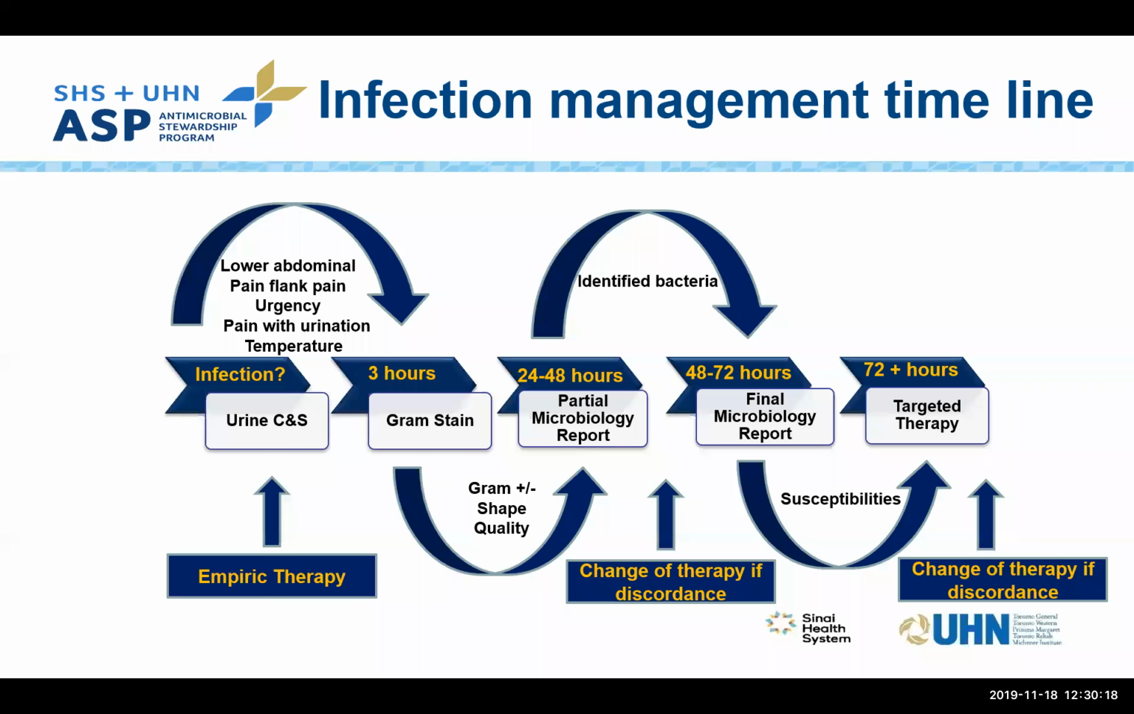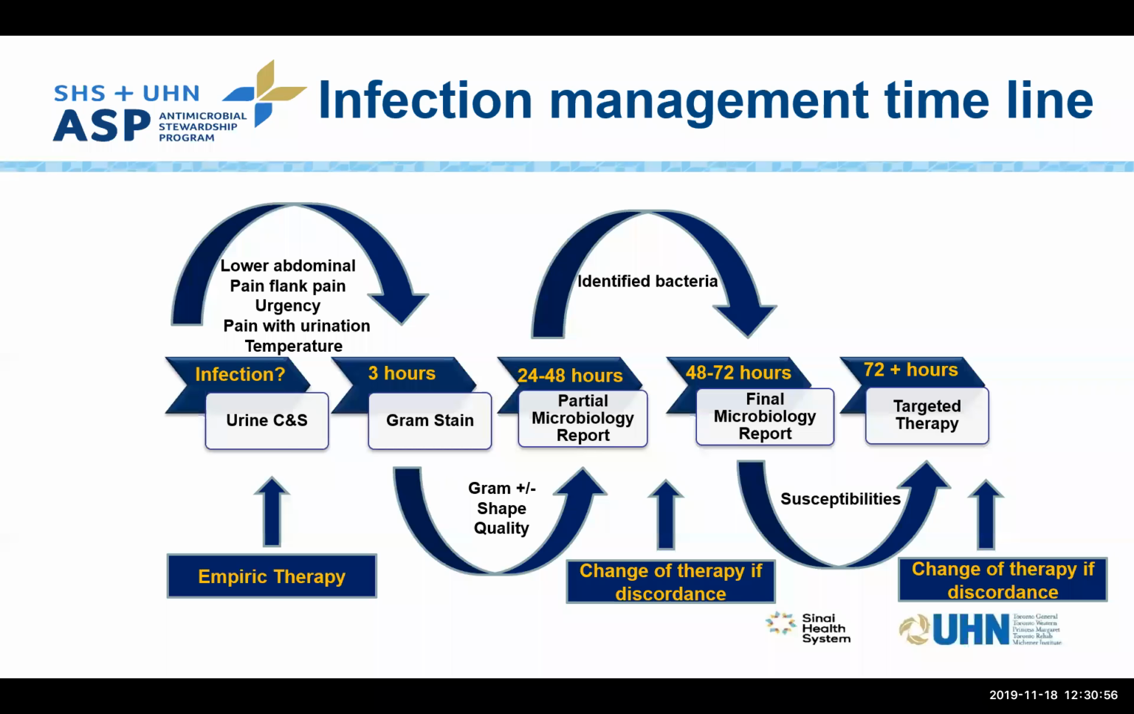When this urine culture is sent to the microbiology lab, within 3 hours we usually get the gram stain report. This report has some very important pieces of information for the clinicians because it usually tells us if the bacteria that's growing is gram positive or gram negative. It provides the shape of the bacteria, and it also gives a little information about the quality of the sample.